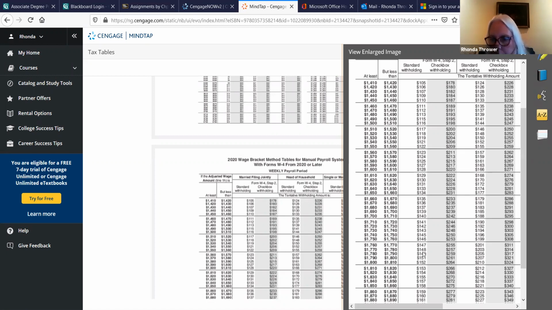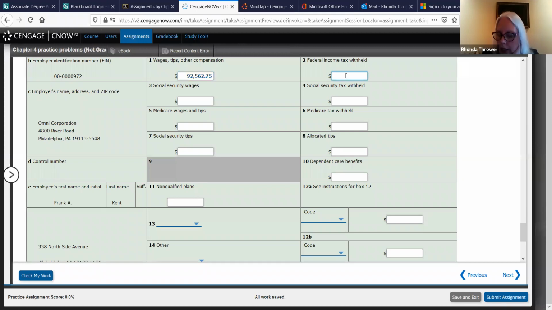So $148 is taken out for federal income tax purposes on this particular employee, and that's per week. $148 per week has to be multiplied by 52 to get a total federal income tax withheld of $7,696.